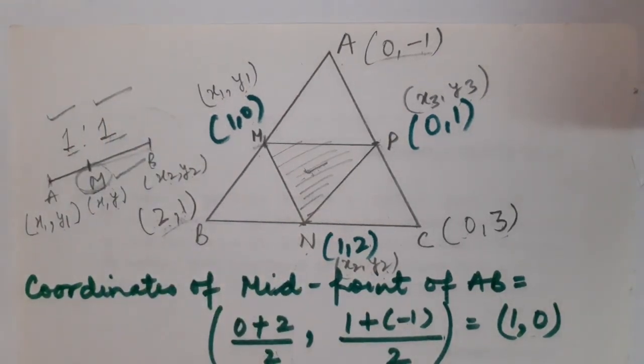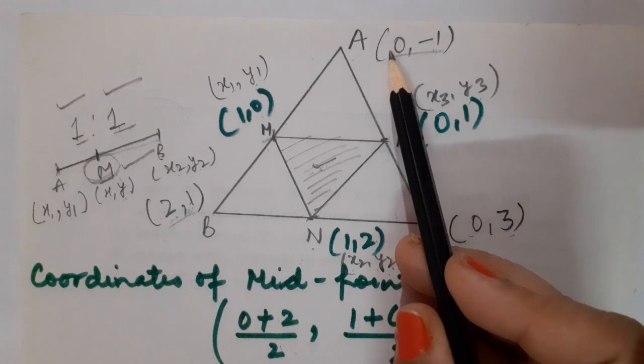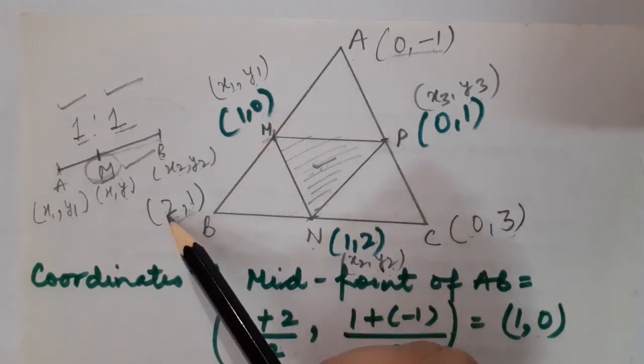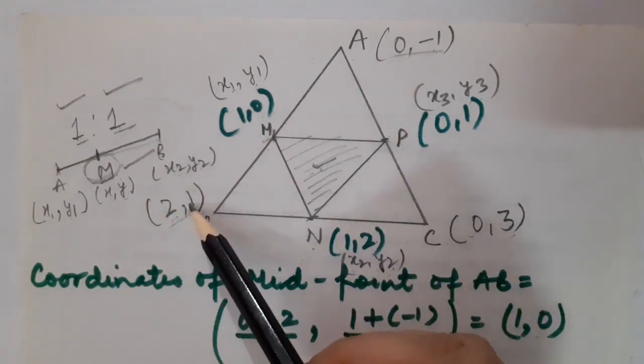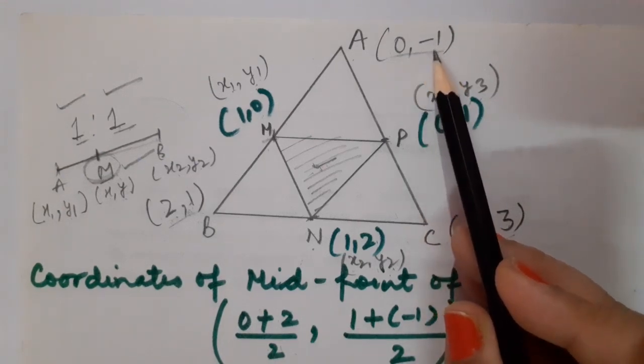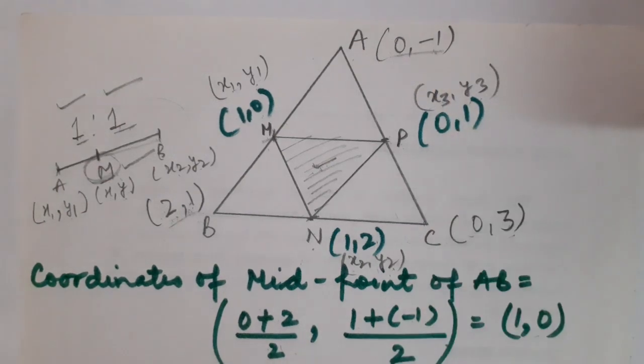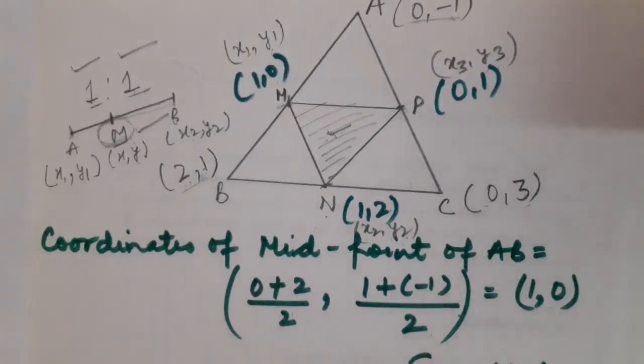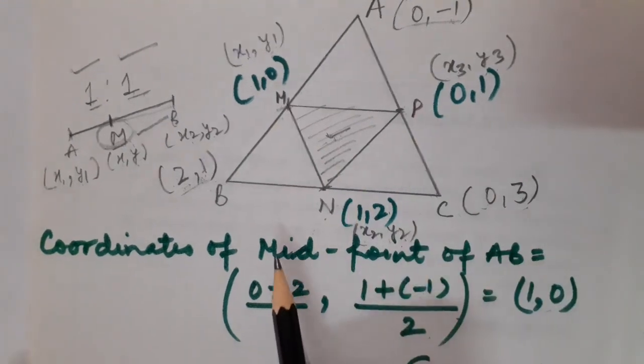Okay students. So it would be (0 + 2)/2, that would be 1 only. Then (1 + (-1))/2 means that is 0/2. It would be 0 only, correct? So let us calculate all these three midpoints.